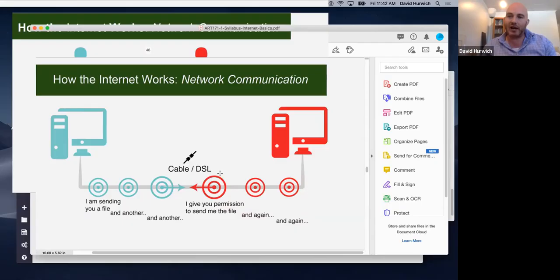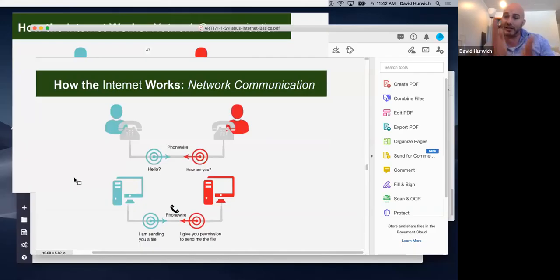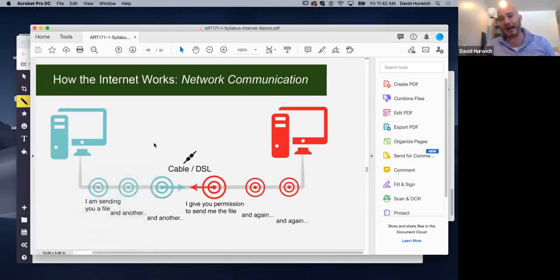I can send multiple files, or have multiple files going on at the same time. Essentially, the way I like to think of it is, think of dial-up like a two-lane street in a city. Cars go one way, cars go the other way.